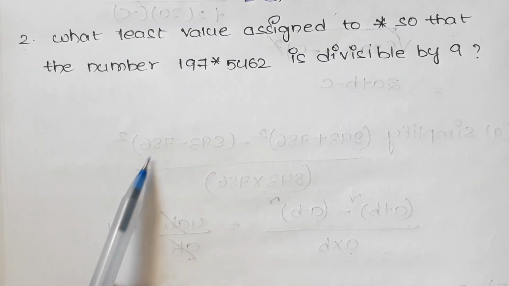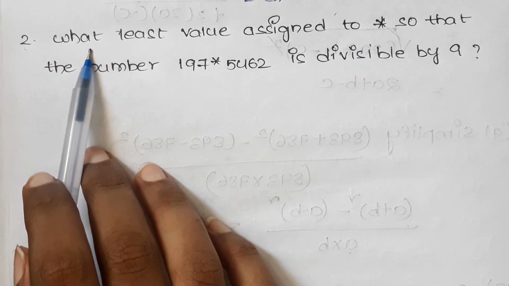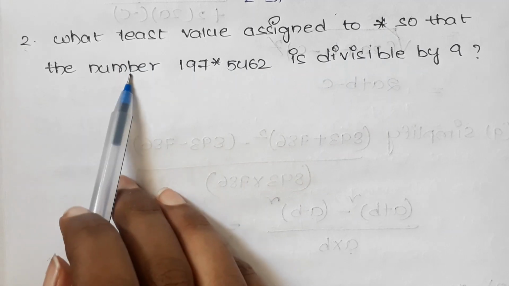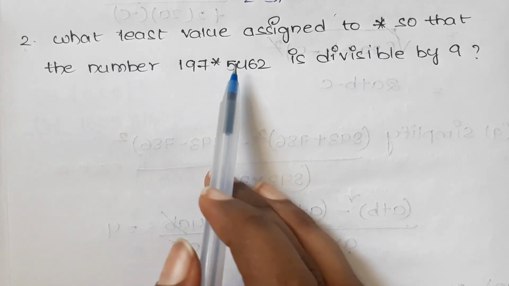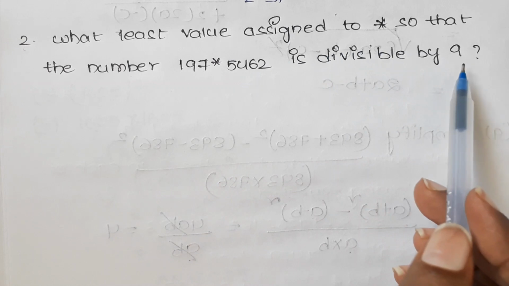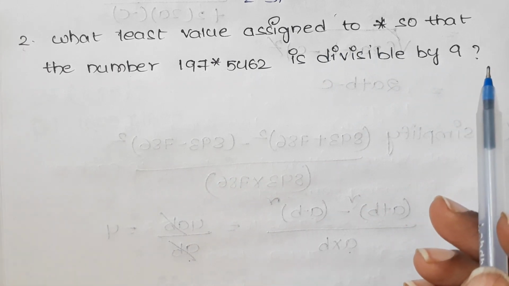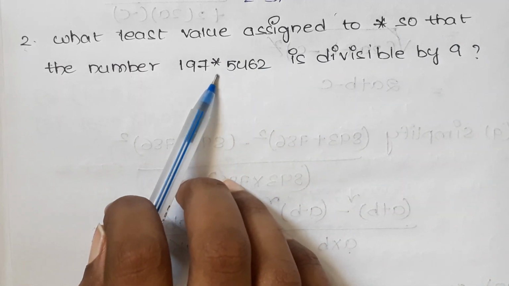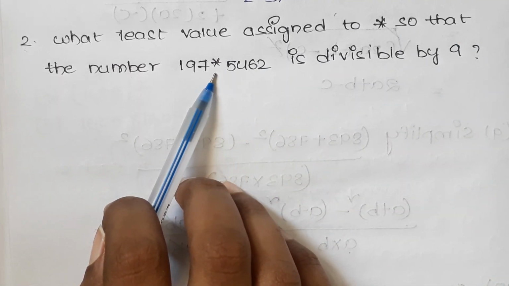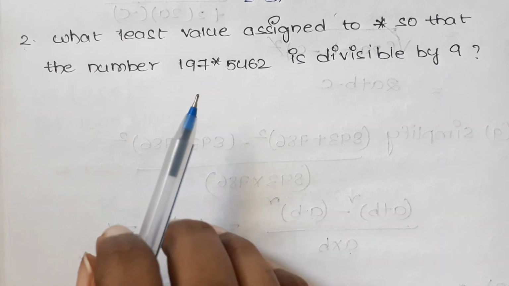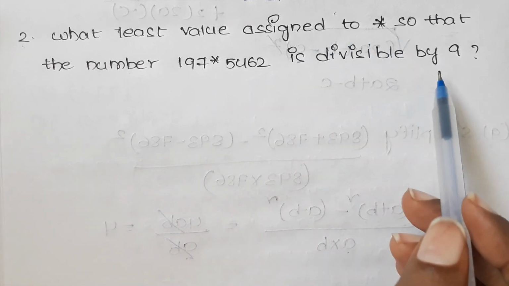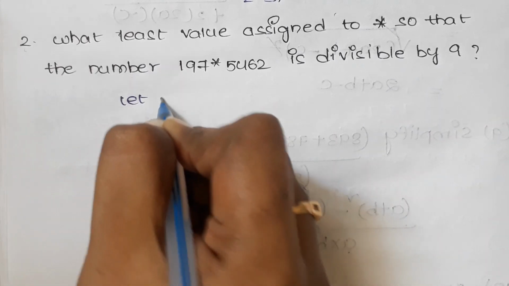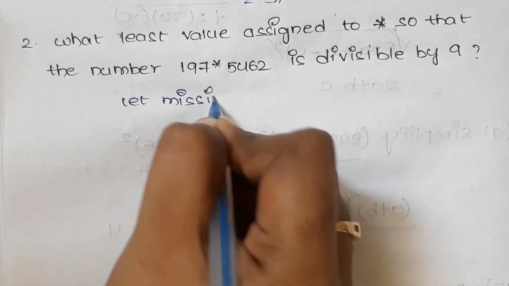Here is another question. Let us see here, what least value assigned to star so that the number 197*5462 is divisible by 9. Here one number is given and in that, among all the digits, the middle one digit is missing. So we have to find that digit. After adding that digit, it should be divisible by 9. Let us assume the missing digit is x.